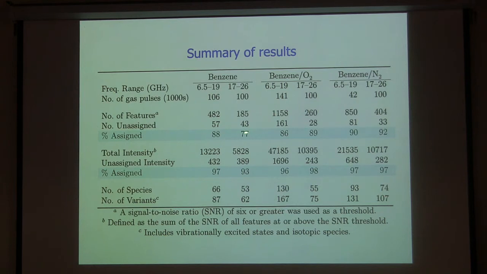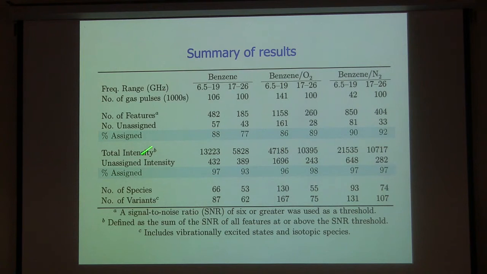This is outdated, it's in the low 80s now, but we're typically getting mid to high 80s of the features that we've assigned. So we're getting close to 90% of all the features that we've observed in the individual sources. By assigned, I mean we know it's associated with a molecule. I don't necessarily know, as you'll see, in every case what the molecule is here.